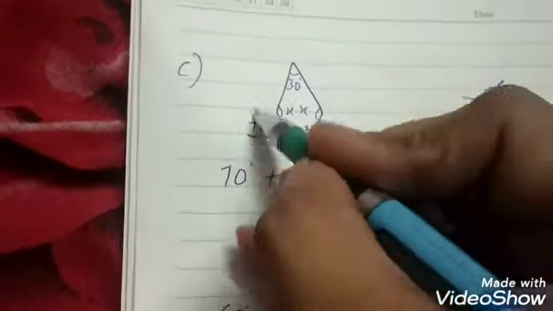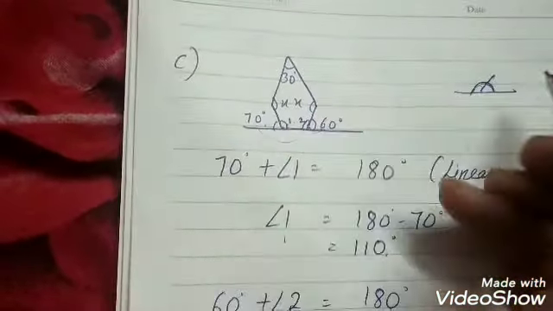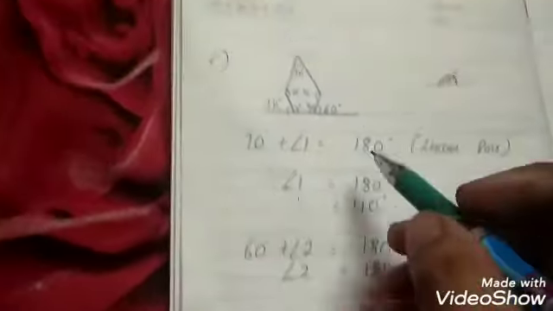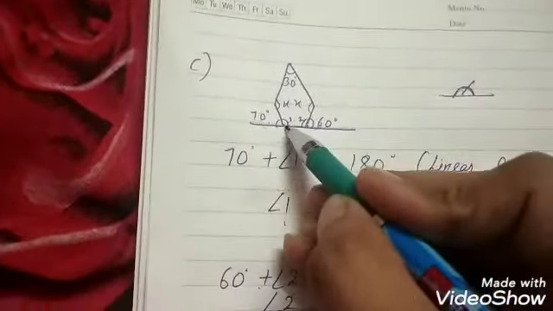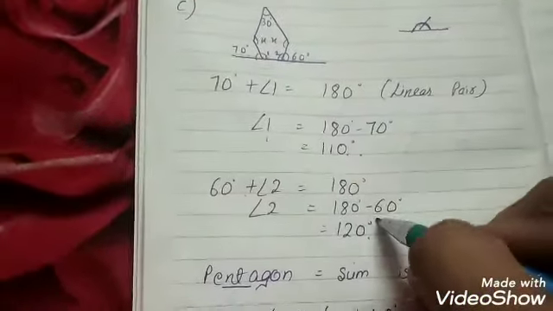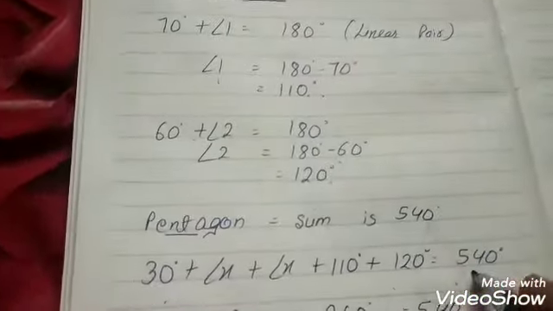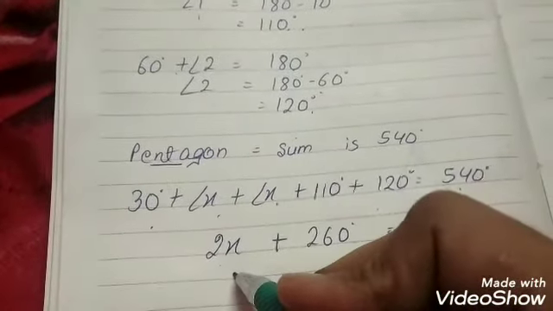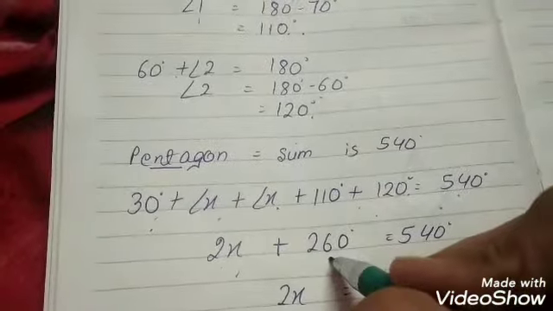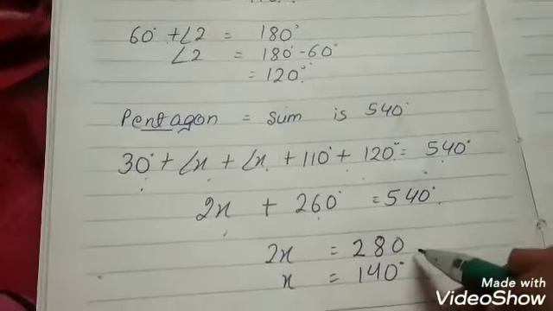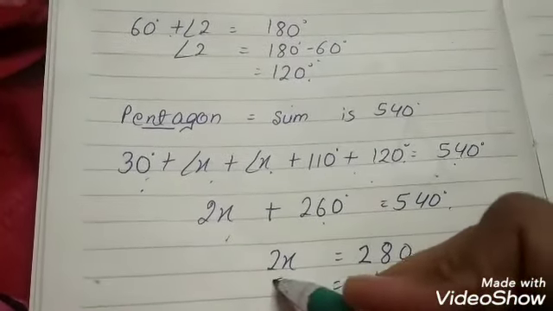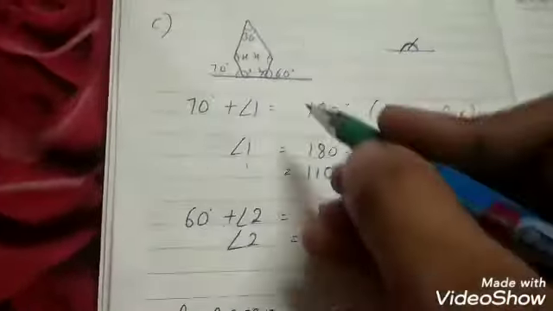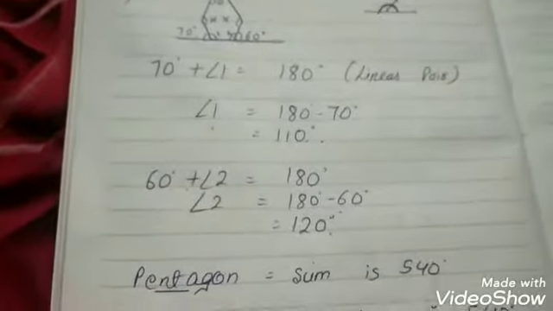Now you can see it is a pentagon. 1, 2, 3, 4, 5 sides are there. So I have written 30 plus x plus these 2 values which we have got, 110 and 120, is equal to 540. Right? Then x plus x will be 2x and these 3 things will be 260. This will get subtracted and we get 240. 2 is multiplying here, it will divide and we get the answer 140. So these 2 values are 140 degrees.